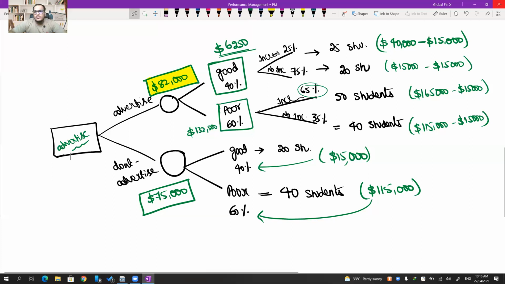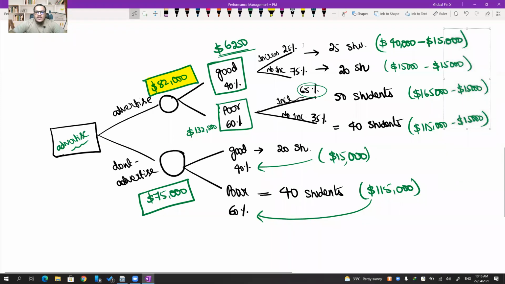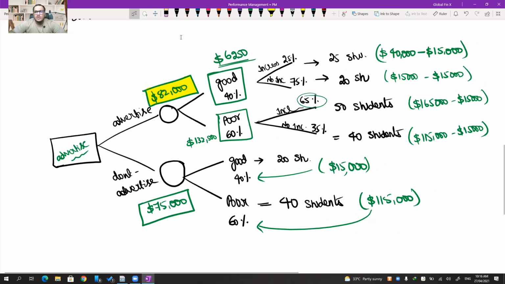Alternatively, what you can do is don't deduct this 15,000 here. Rather, calculate the expected value without advertisement cost till here. So you will get the total value here, and then from that directly minus 15,000. You will get the same value, 82,000 only. If you don't want to do minus 15,000 in all of these cases, directly you can subtract it at the end. Whatever you do, it's up to you. You will get the same value. So let's not worry about that.